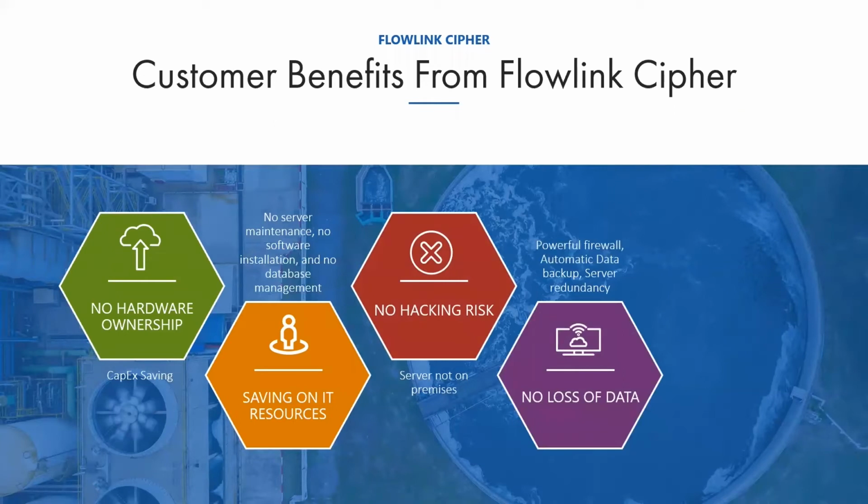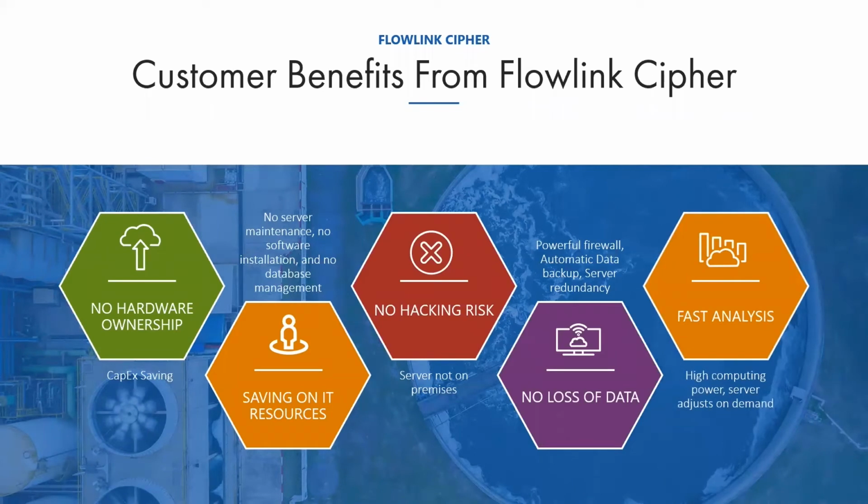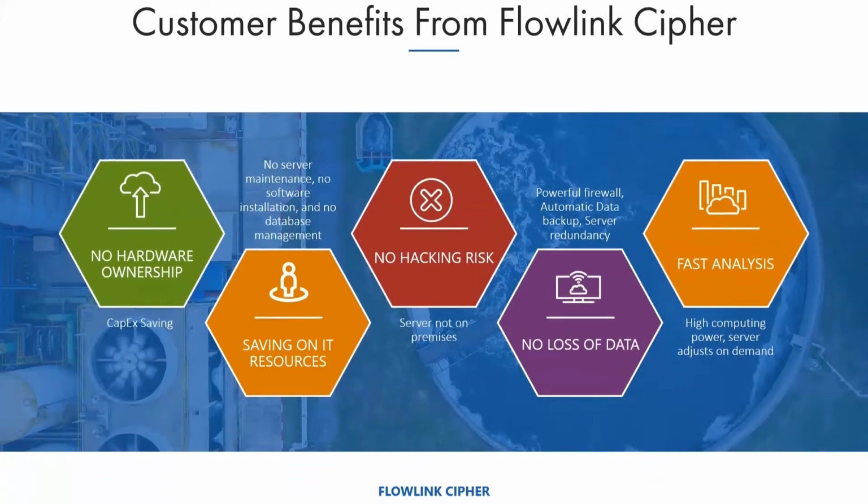Loss of data, that's another one in the past. We want to make sure that you don't lose data. If your server crashed for some reason on site, you lost all your data. With this system, you will now be in a very secure location with a very powerful firewall, automated data backup, and server redundancy. It's using an Amazon cloud server. So again, very, very secure data. And because we're using something like that, we have much higher computing power capability, and the server will automatically adjust based on the demand that goes to those servers. So a lot of things that are very, very beneficial using a cloud-based system.